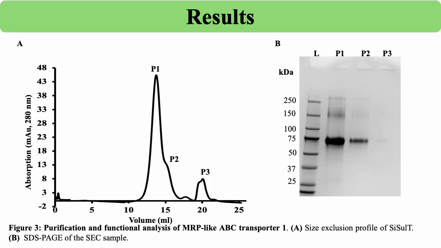SiSLT was expressed in yeast and purified using different chromatography techniques. Figure A shows the chromatogram of SiSLT purification. Peak P1 represents the SiSLT fraction. The fraction was also loaded on SDS-PAGE to check the purity and presence of purified protein, and we got a sharp band around 75 kDa, which confirms the presence of pure SiSLT.